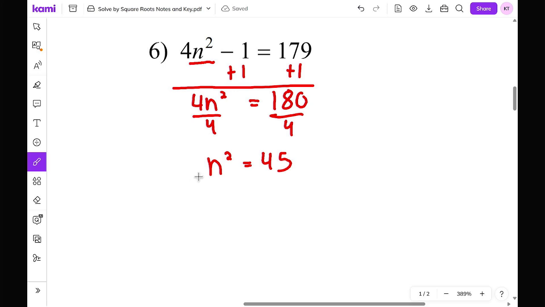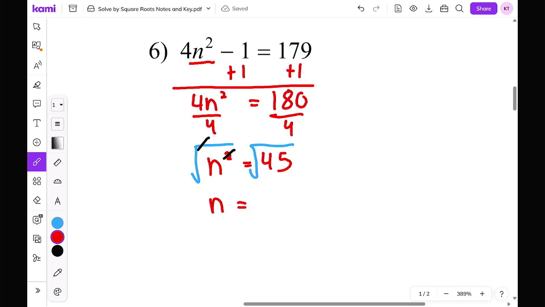Go ahead now to get n by itself. I'm going to square root both sides. Square and square root will cancel each other out. And I will get n is equal to the square root of 45. Now, the square root of 45 is not a perfect square, nor is it a fraction like I had last time, but we can simplify this radical like we did yesterday by seeing what perfect square I can divide this by.